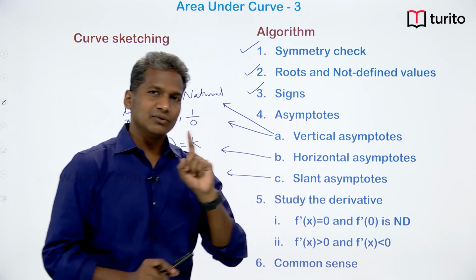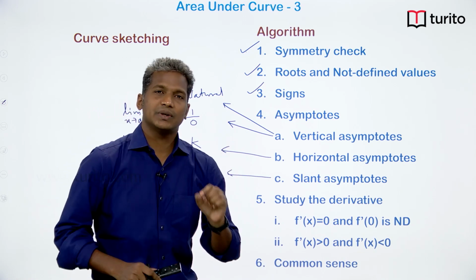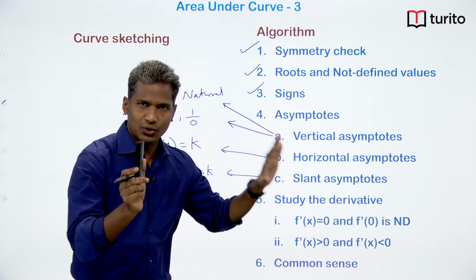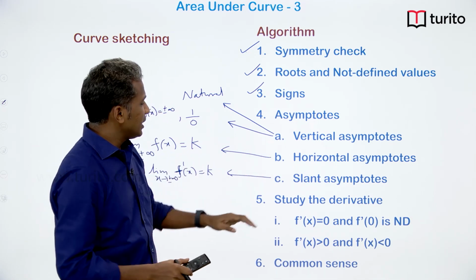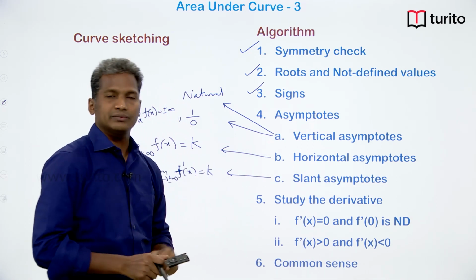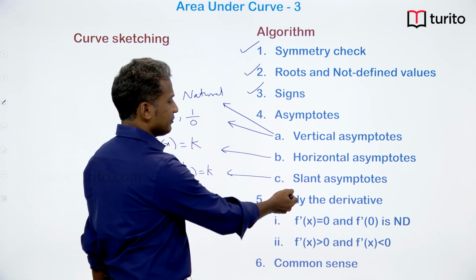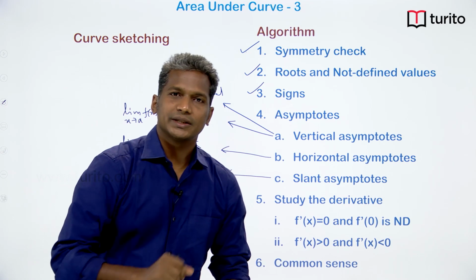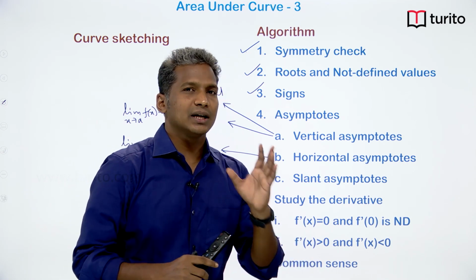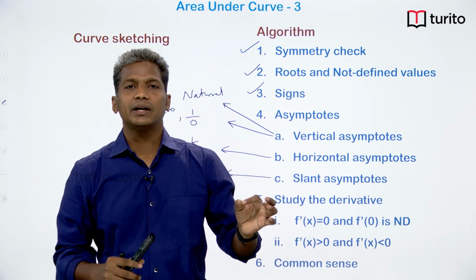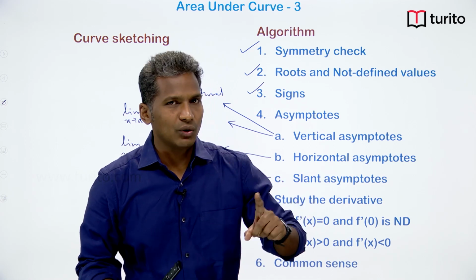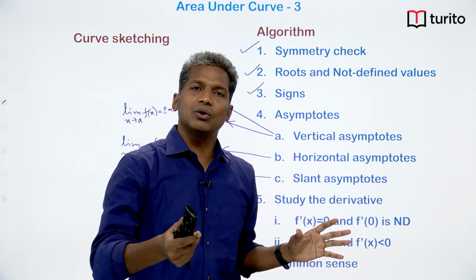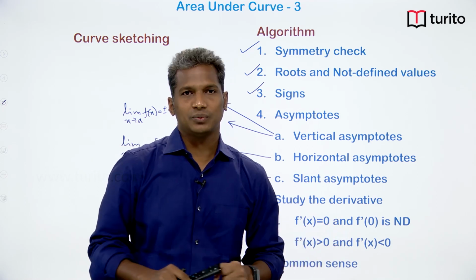Okay. I have taken one example of slant asymptotes also in today's lecture. And after these asymptotes are drawn, we can go for the study of the derivative. So, basically we differentiate the function and we check the critical points. What are the critical points? Critical points are the points where derivative is either 0 or not defined, that is it.